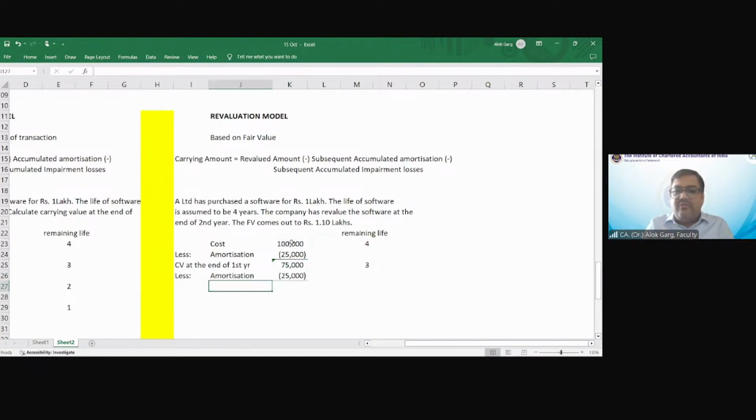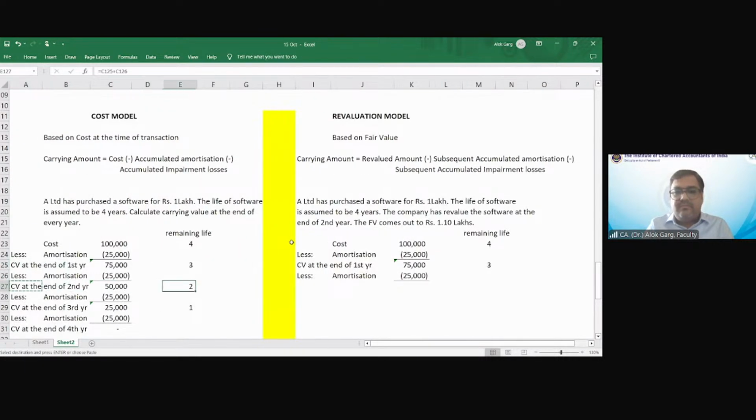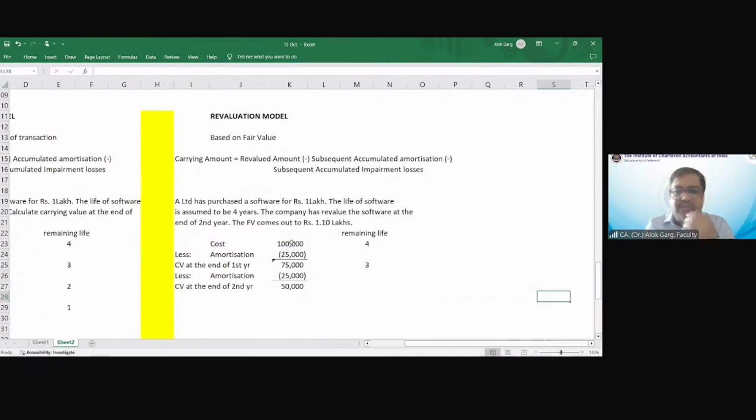And what is the value? What is the carrying value at the end of the second year? It is 50,000. But in this question, it is written that the company has to revalue the software at the end of second year. The fair value comes out to rupees 1.10 lakh and the company has opted for the revaluation model.